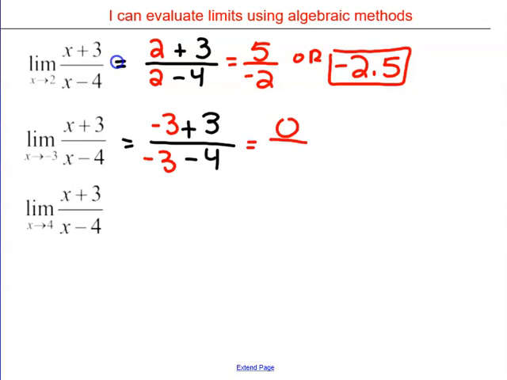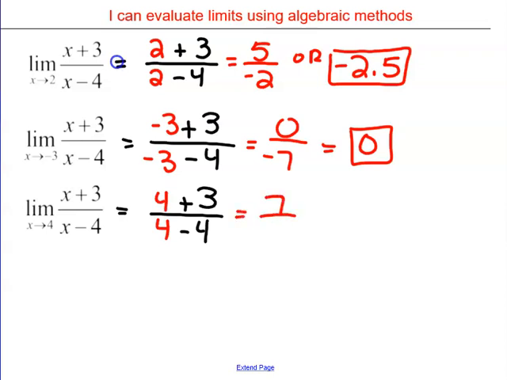And we get 0 over negative 7. 0 divided by any number is 0. So when you plug in negative 3, as x gets closer and closer to negative 3, the output, the function, is going to be closer and closer to 0. Okay, now we're going to plug in a 4.